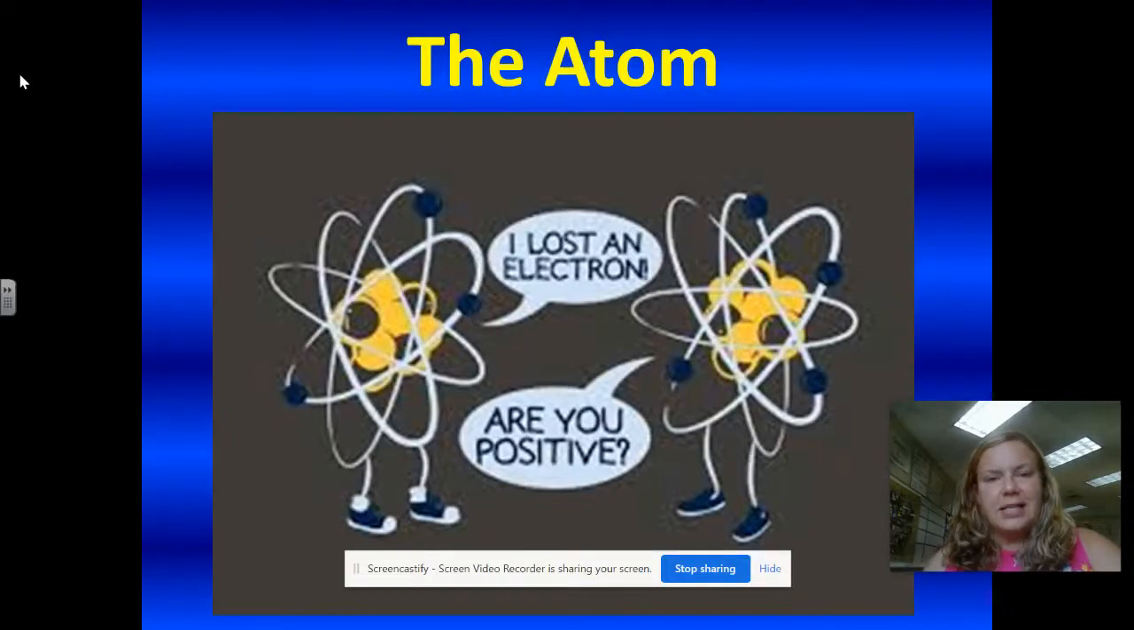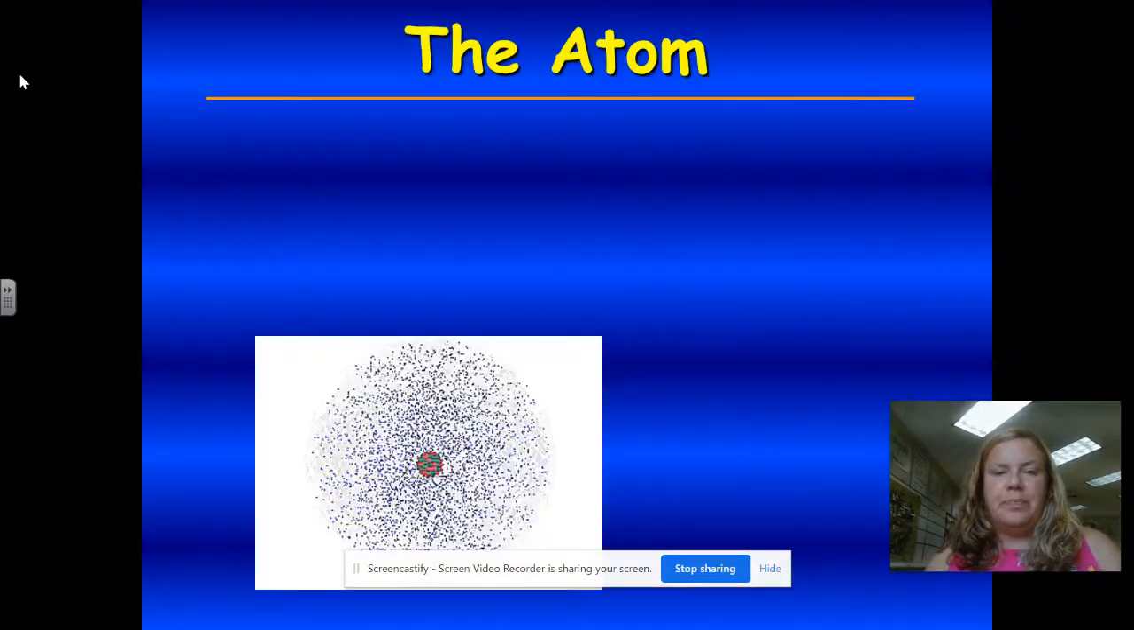Today we're going to discuss the atom. Of course, we love the atom. I love the atom. So here we go. We start off with a little comic. I lost an electron. Are you positive? So we'll find out soon that when an atom loses an electron, it becomes a cation, which is a positive ion.